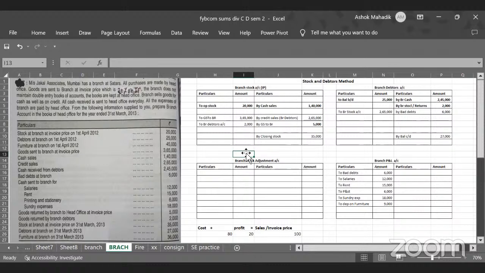Very simple. Okay. How much profit we are making? 20% on invoice price. Now this adjustment of 20% on invoice price relates only to stock entries. Stock entries means stock which is received from head office and which is returned to head office. And opening and closing stock. So this 20% is to be applied on only 4 items. Now just once again, I'll write it here so that it will be more clear to you.